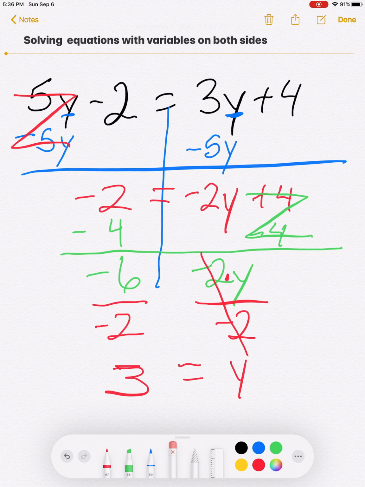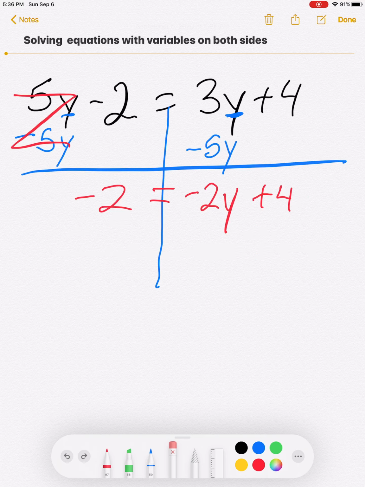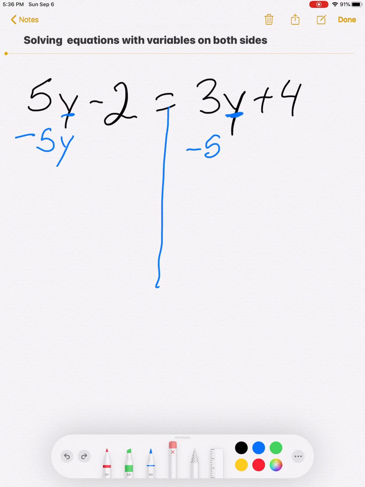Now, just so you kind of see what I was talking about on either side, you saw how we did it on that side. We moved the 5y to the other side. So now let's do this the opposite direction. I'm going to take my 3y and move it over. I'm going to go a little bit quicker because we've already worked this one out.